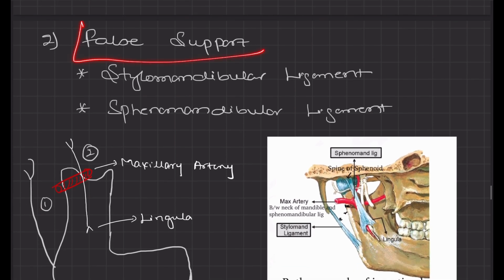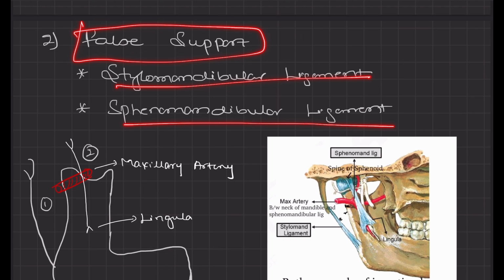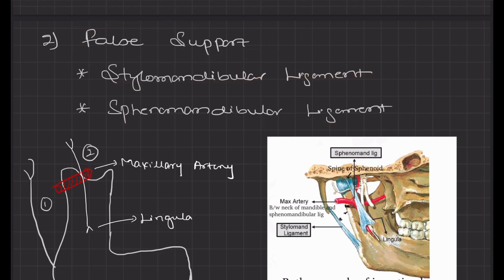Remember the two ligaments: the stylomandibular ligament and the sphenomandibular ligament. The sphenomandibular ligament arises from the spine of the sphenoid to the lingula of the mandible. This is called the stylomandibular ligament, and this is called the sphenomandibular, from the spine to the mandible.